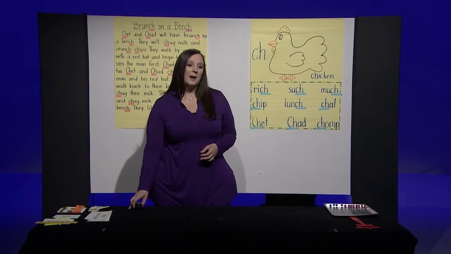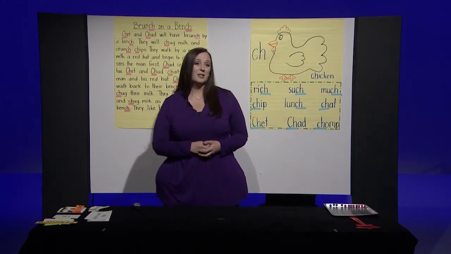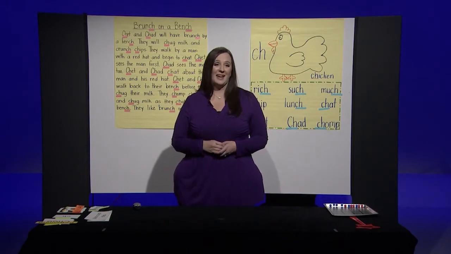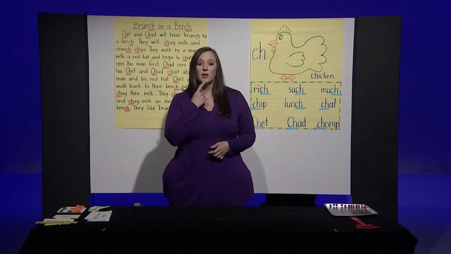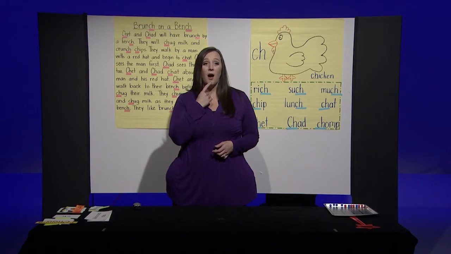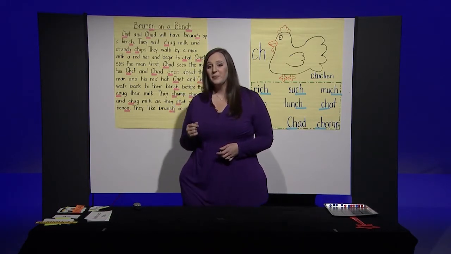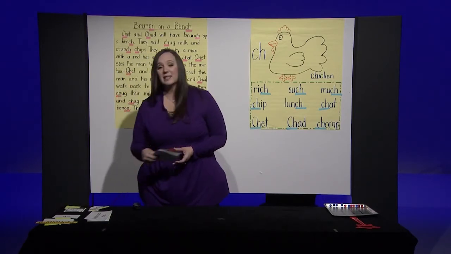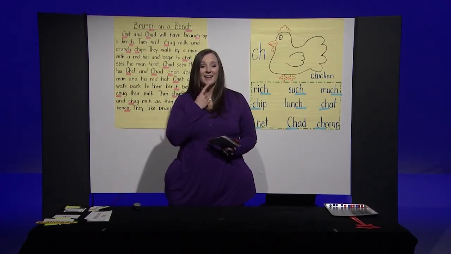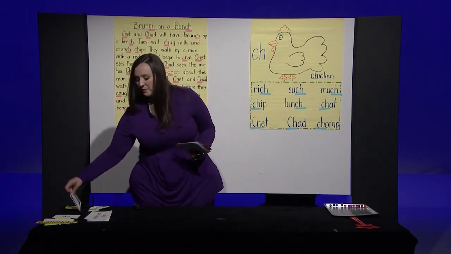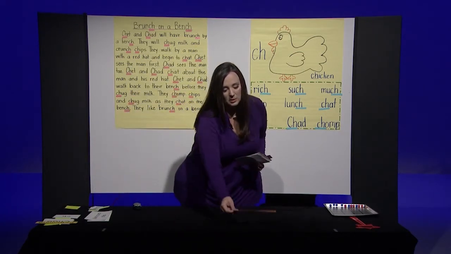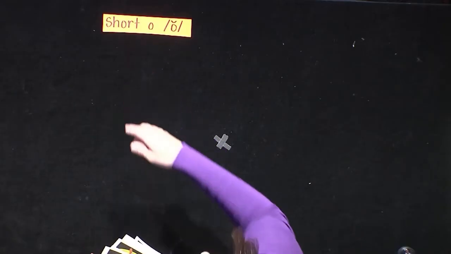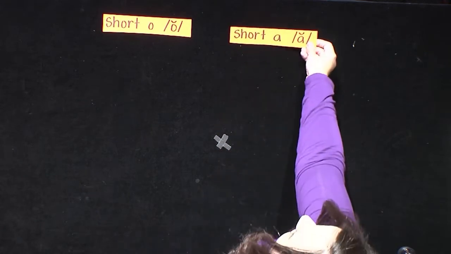Today we're going to warm up by sorting picture cards into two columns: the short O sound and the short A sound. The short O sound looks like this: ah. And the short A sound looks and sounds like this: ah. So we'll be sorting them into two columns: short O and short A.